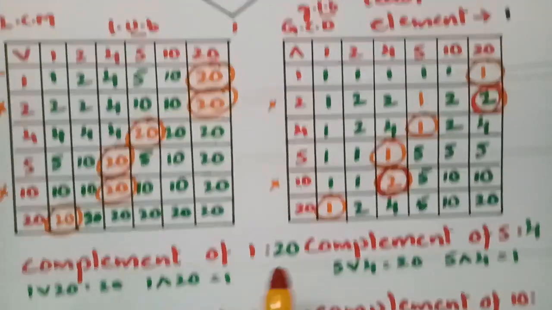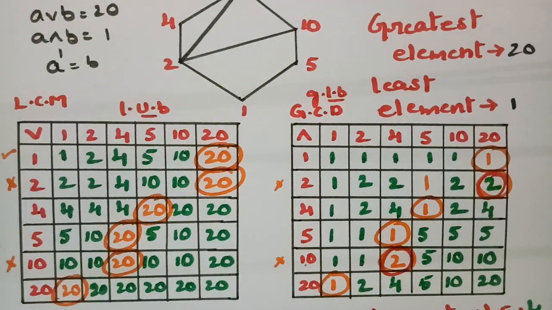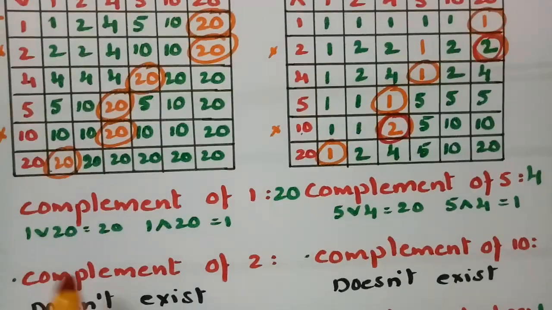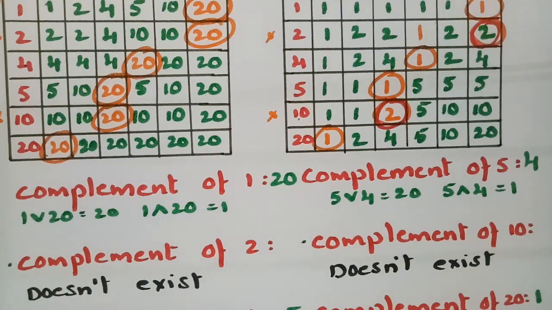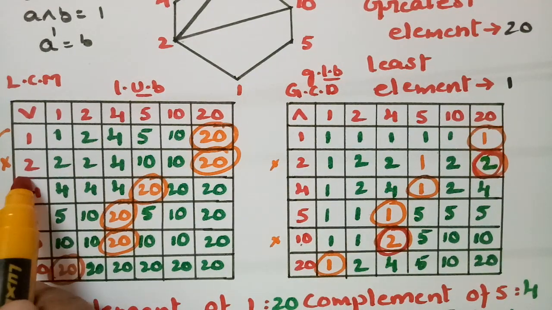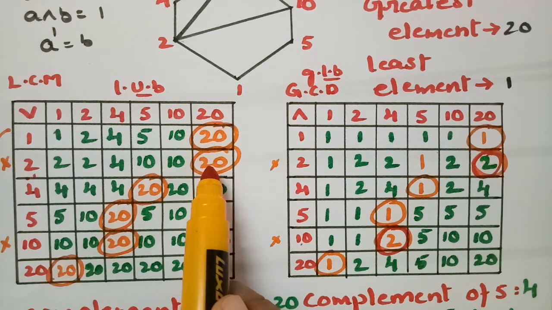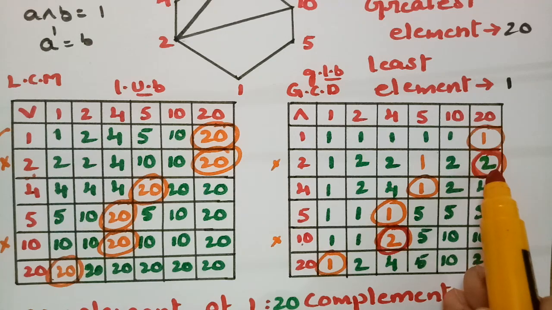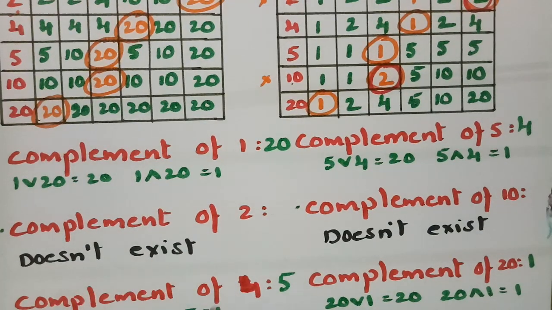See here, the complement of 1 is equal to 20, as 1 join 20 is equal to the greatest element and 1 meet 20 is equal to the least element. See here, 1 join 20 is equal to 20 and 1 meet 20 is equal to 1. Whereas coming to 2, 2 join 20 is equal to the greatest element, okay. But 2 meet 20 doesn't equal the least element 1 here. Therefore the complement of 2 doesn't exist.